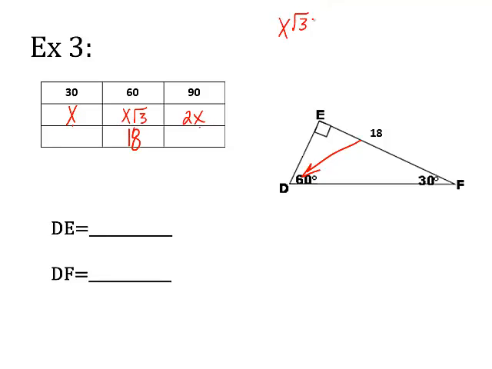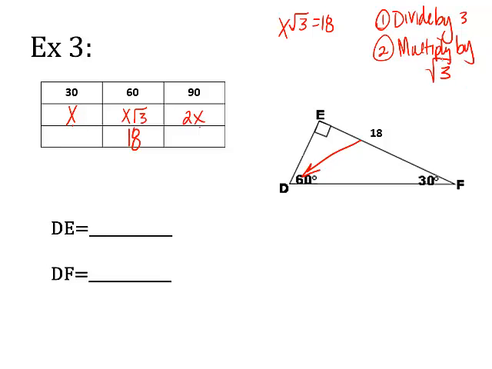Well, x square roots of 3 equals 18. So the way you're going to solve this is very much like what we did with the 45, 45, 90. The first thing you're going to do is divide by 3. Why 3? Because that is what's under the radical. And then the second thing I'm going to do is multiply by the square root of 3. I'm going to put the radical back in my answer, but first I divide it by 3, then I multiply by the radical 3. This will give me my x.